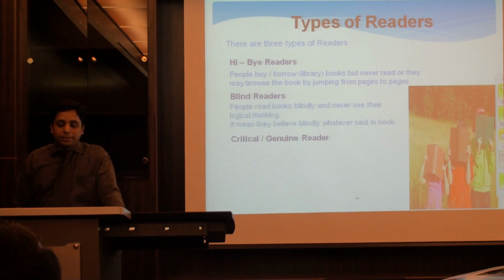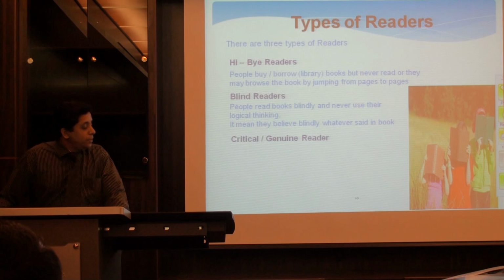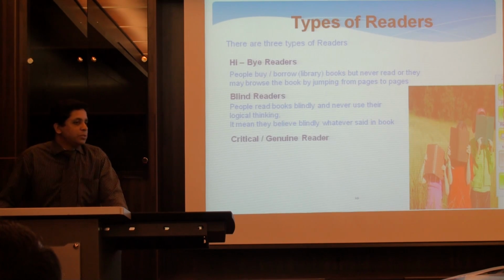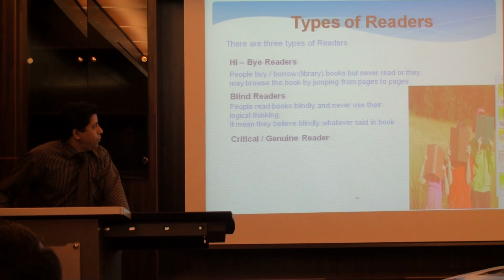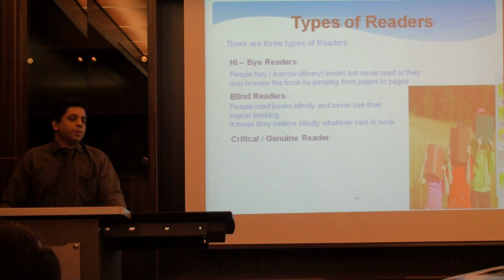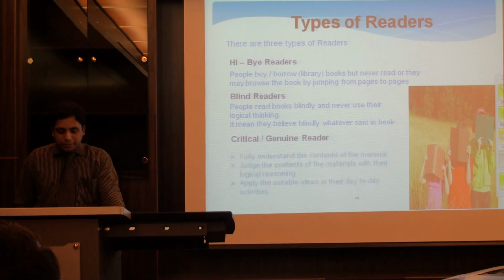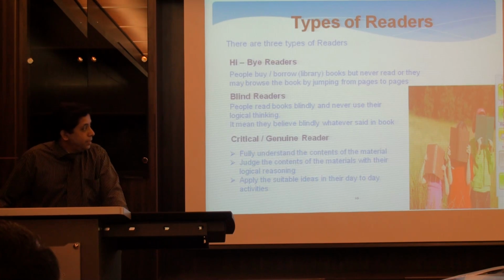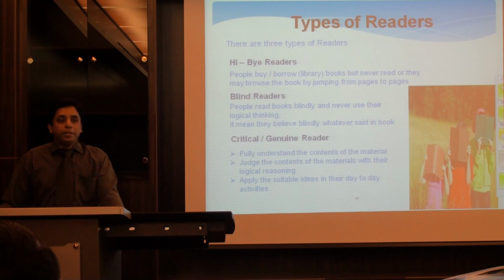Okay, here the blind readers, they are also okay. Here you can find they will read the whole books. They won't use their logical thinking. Whatever they read, whatever they understand, they just keep. That's all. They won't use it. That is also not correct. You see the third, the genuine reader. This type of reader will understand the contents of the material. So whatever they read, they will judge with their logical reasoning. They will apply these things, whatever they read, in their day-to-day activities, wherever it is applicable to them.